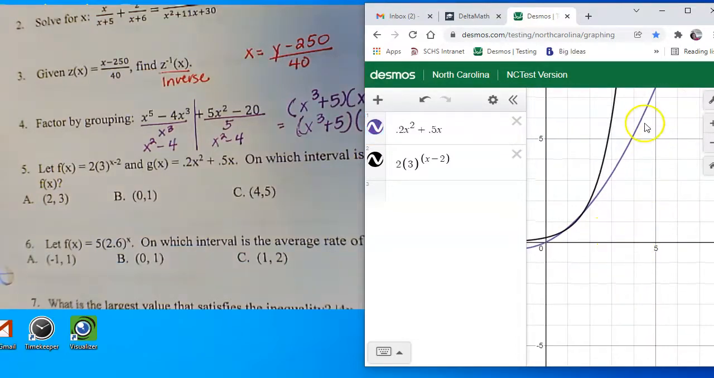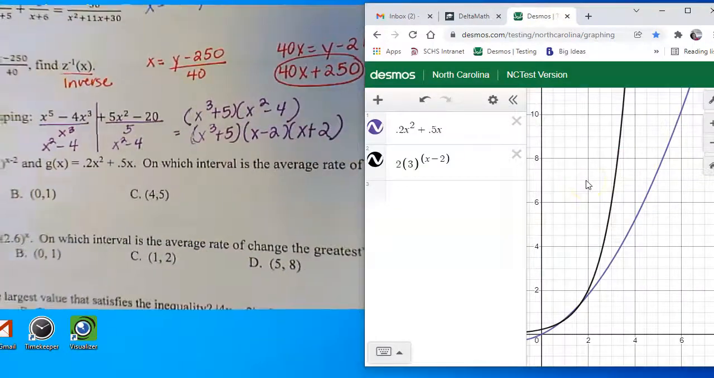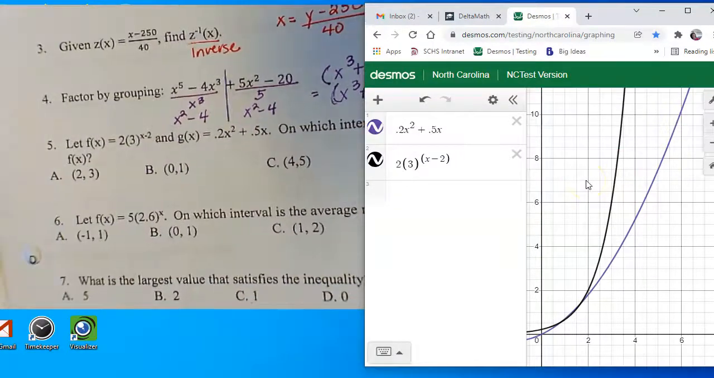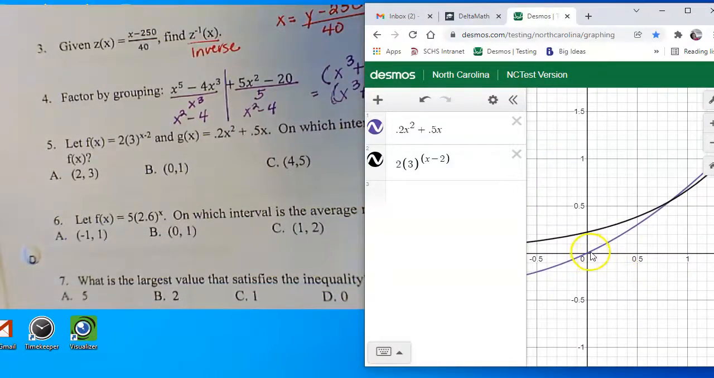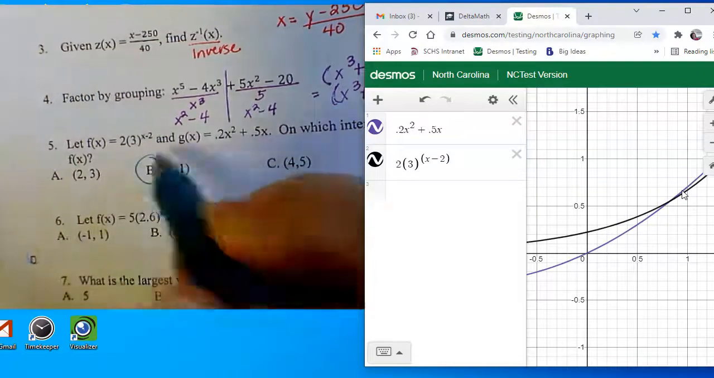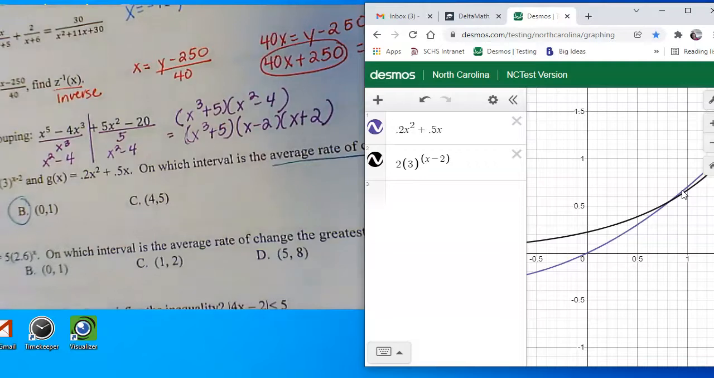So 4 to 5 is up here. See, when you're thinking about average rate of change, you're thinking of slope. And from 4 to 5, it's not as steep as it is on the black. So it's not 4 to 5. And there's not a D answer, so yes, it had to be 0 to 1. Let me zoom back into 0 to 1 to make sure you can see that. So from 0 to 1, you see how the slope is steeper. That's what it's asking about when you see the words average rate of change. It's talking about how steep it is.